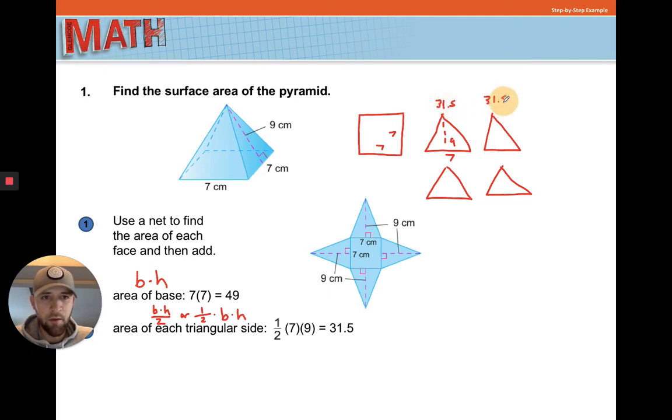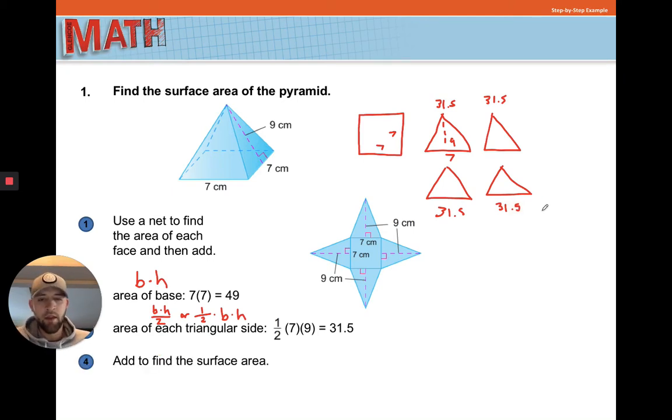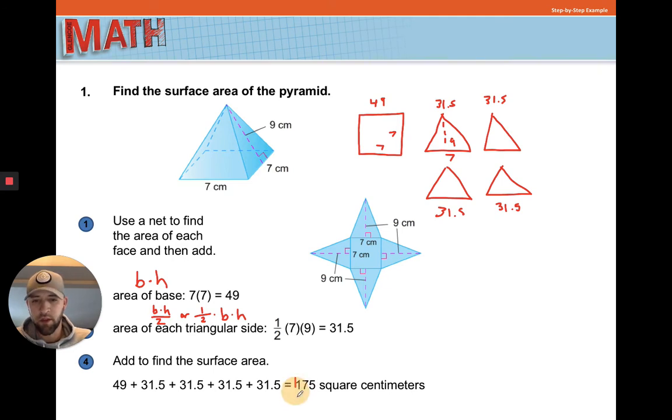That means this one has to be, and this one has to be, and that means this one has to be, which is good news because it's going to save us some work, okay? And then all we have to do is add up all these numbers, okay? That rectangle or square was 49. Once we add up all these things, we get our answer of 175. Notice that it's square centimeters or centimeters squared still. We are still in area, so we're still using this, okay?